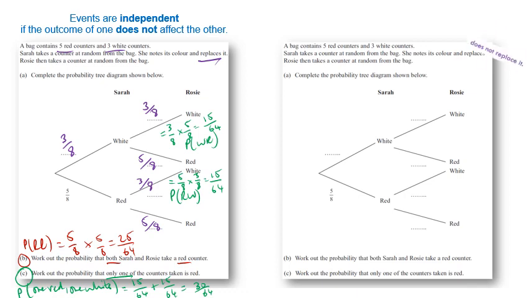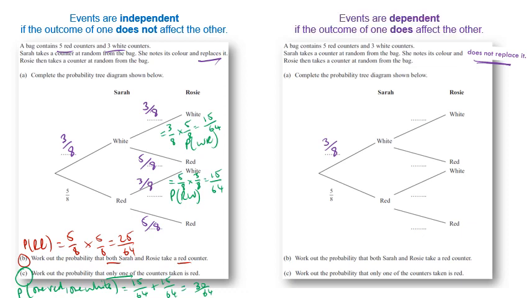Same question, apart from we're changing one thing. So this time, the counter is not replaced. The probabilities at the start will be the same. 5 in 8 chance it's going to be red. 3 in 8 chance it's going to be white. But whichever counter was picked first will affect what goes on next. Now we're looking here at dependent events. So what happens first does affect what happens next.